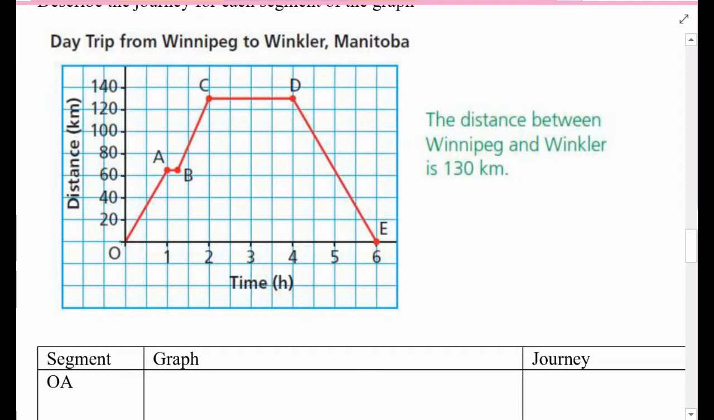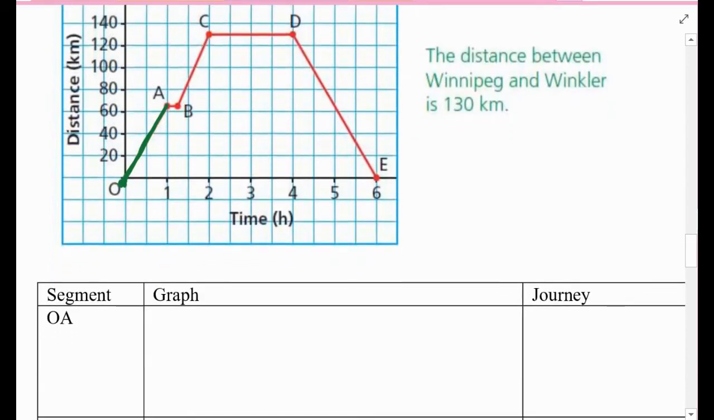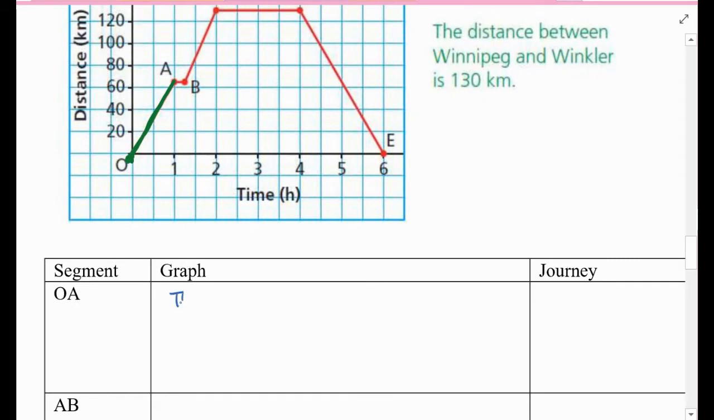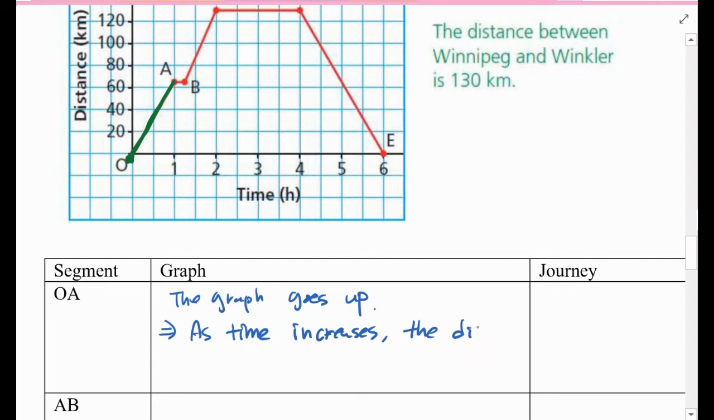If you look at OA, does the graph go up or down? The graph goes up. That means as time increases, the distance from Winnipeg increases.